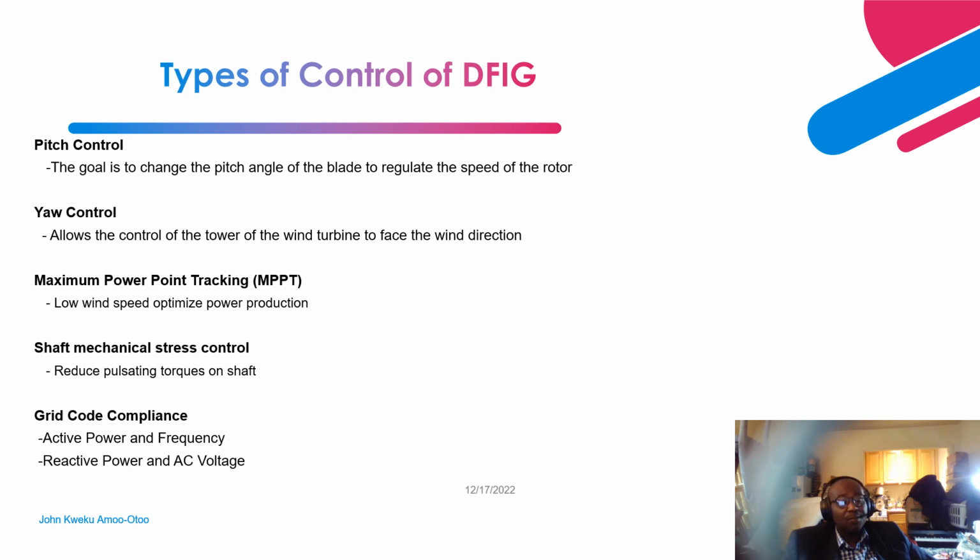Then the next control scheme is grid code compliance, where basically you have to regulate and control the active power and the frequency, and the active power and AC voltage that is being exchanged with the grid.